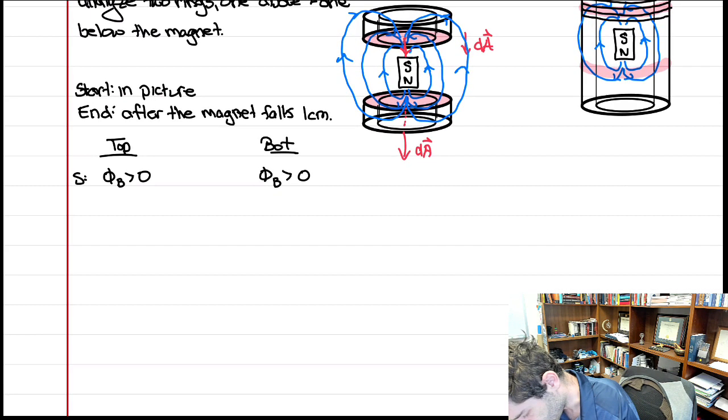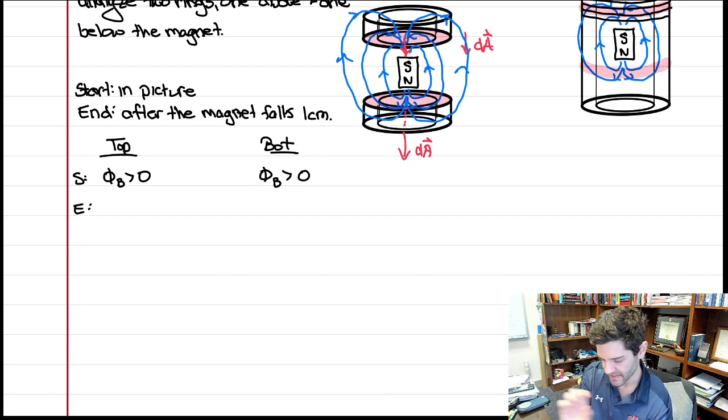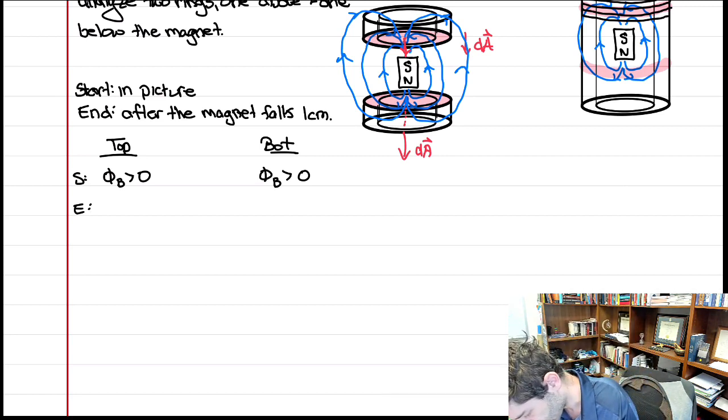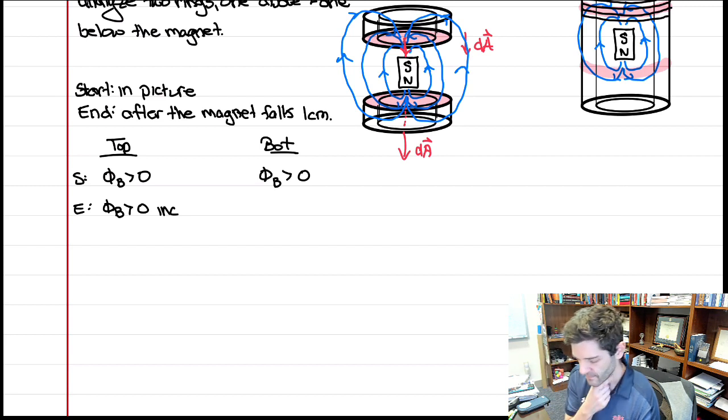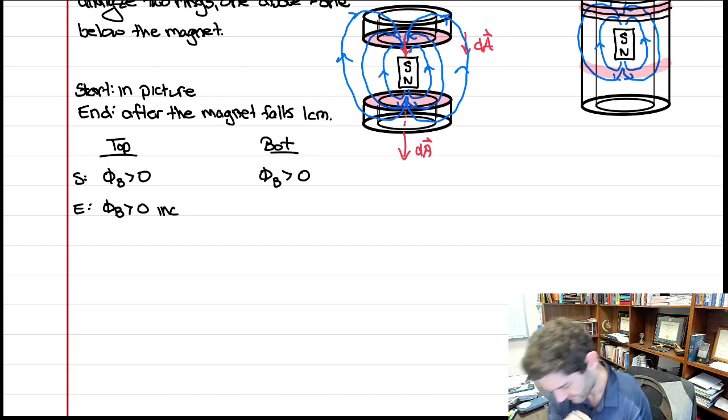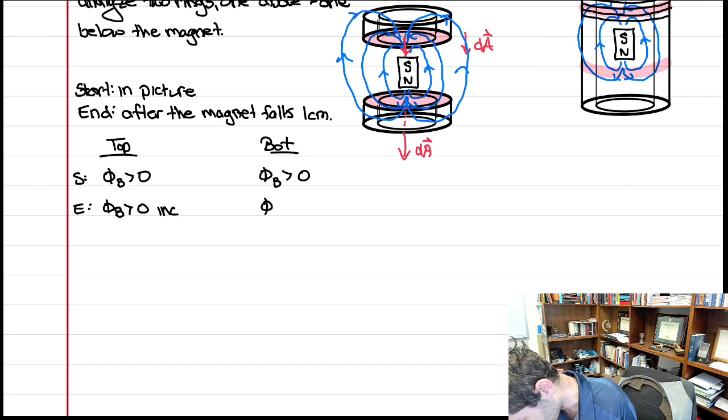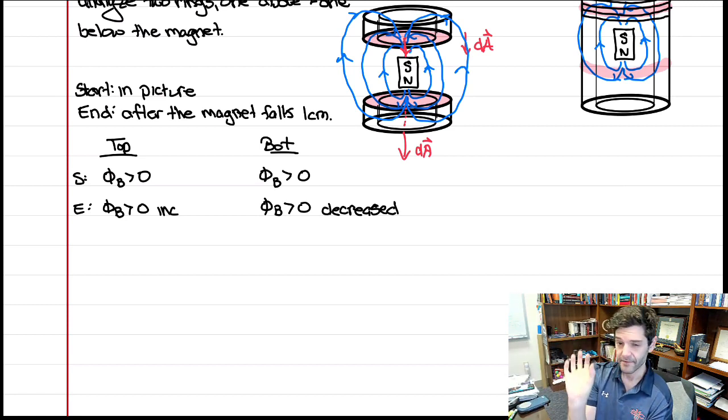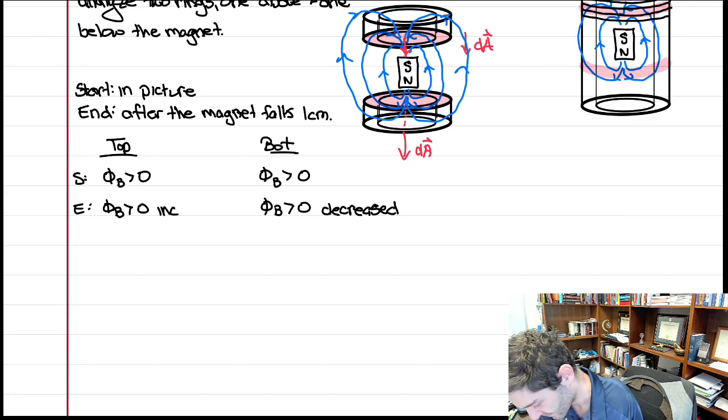So then what about the end? It's fallen a little more, so it's a little bit closer to the bottom element. So then I would say the flux is positive still, and that it's increased. It's more positive. And in this case, for the top, the flux is going to still be positive, but it has decreased. It's getting farther away from the top element. The magnetic field is getting ultimately weaker there.